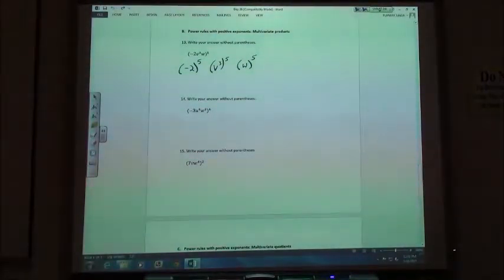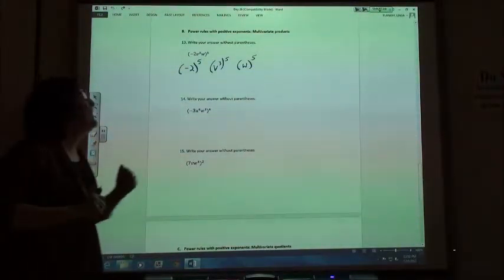So when I do negative 2 to the 5th power, I have to do that the normal way. Negative 2 times negative 2 times negative 2 times negative 2 times negative 2, or use my calculator and be sure I use the parentheses around it. Oh, okay.